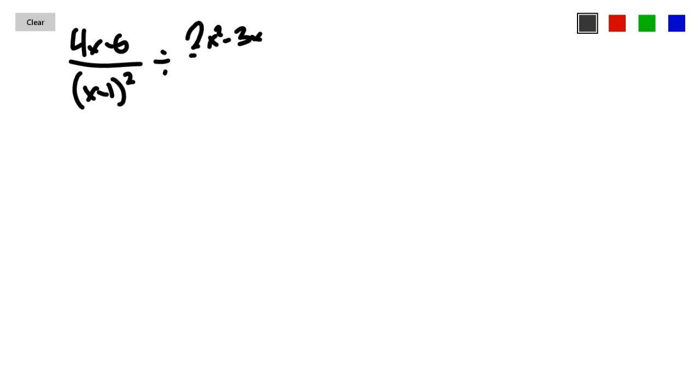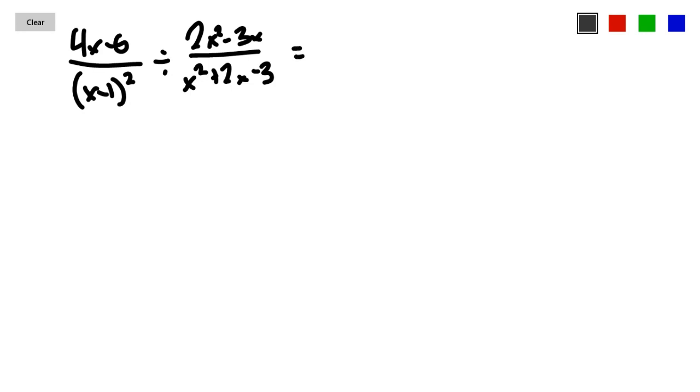So let's say I had 4x minus 6 divided by x minus 1 squared, and that's divided by 2x squared minus 3x over x squared plus 2x minus 3. So the first thing that I'm going to do is factor out each of the terms on the two fractions.